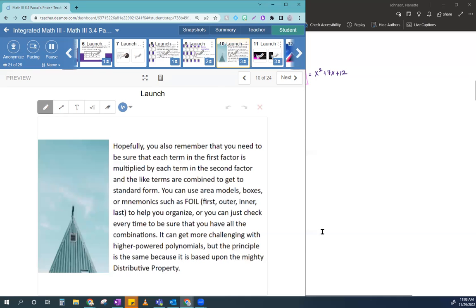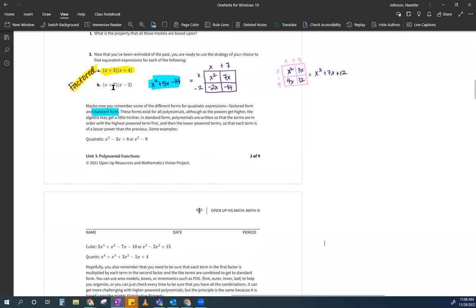So the distributive property basically says everybody in here gets to play with everybody in here. And this box method organizes that for you. So this x got to play with x, got to play with -2 to produce this. This 7 also got to play with x and got to play with this to produce this. And then you just add like terms.